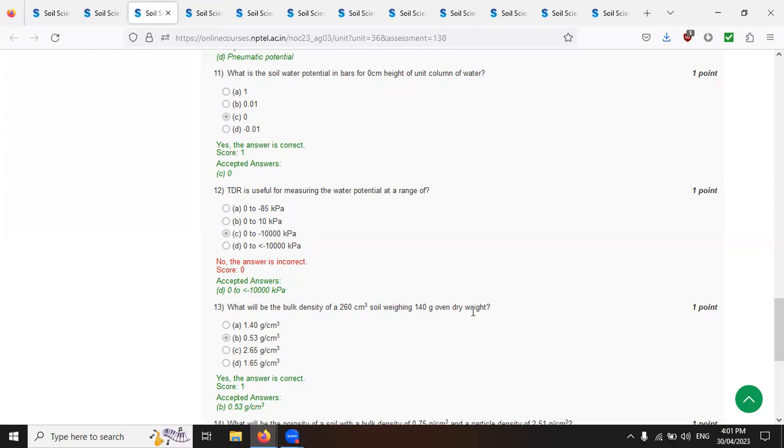What will be the bulk density of 260? I'm not doing any math stuff. Well, to work out bulk density, you divide the dry weight by the wet weight, so to speak. It's the volume. So you divide that by that, and it's about half of that. So I'd be just looking at it. I'm not doing it. Next one.